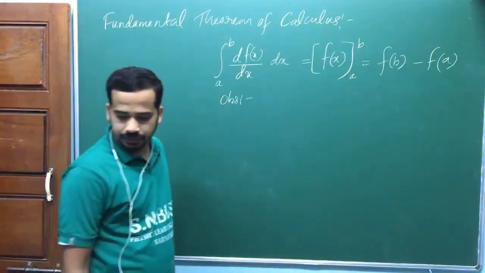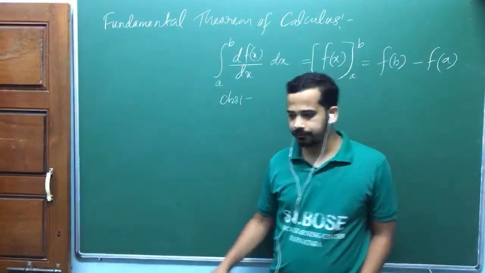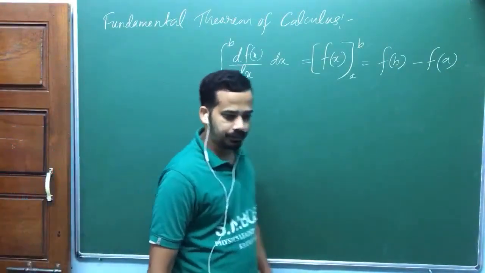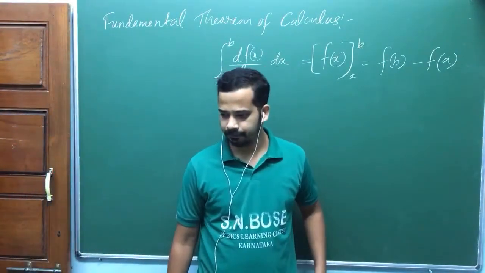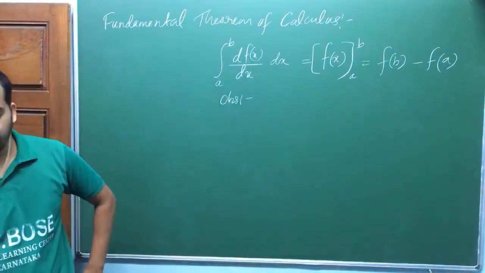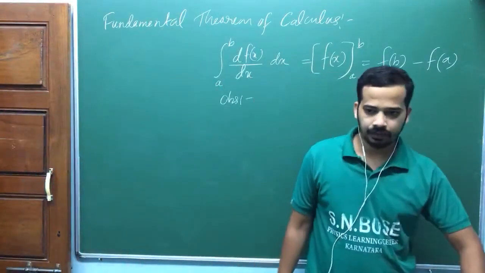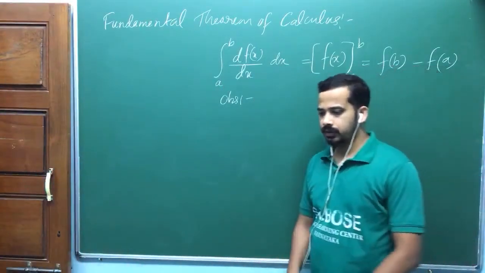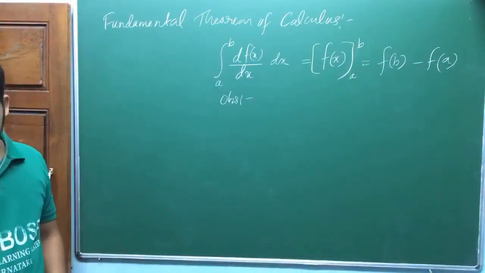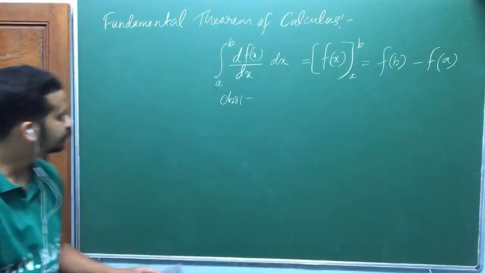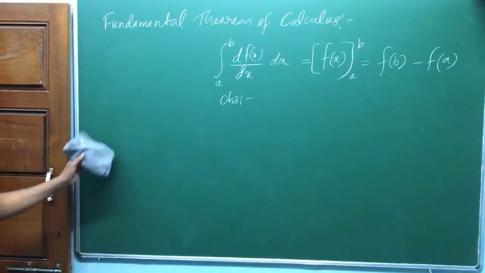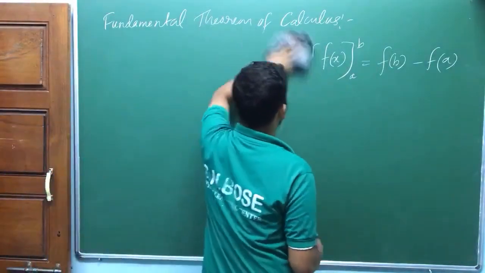Integral of derivative is given by the value of the function at the end points. Given by the value of the function at the end points. The value of the function at the end points. So shall I keep it here somewhere?